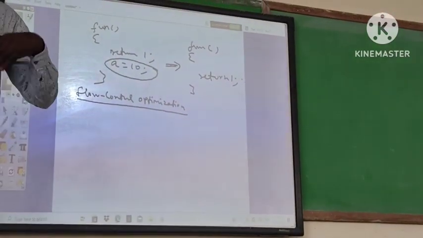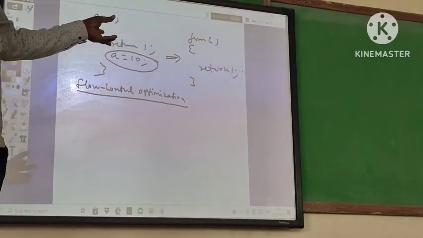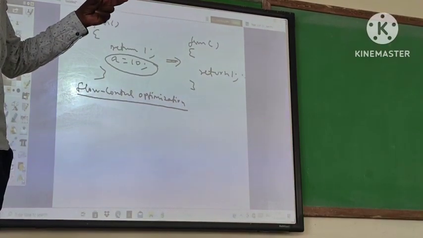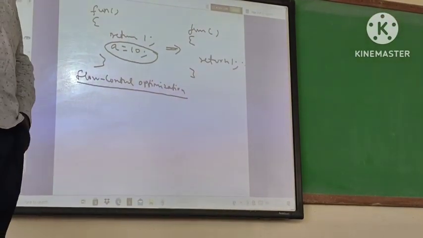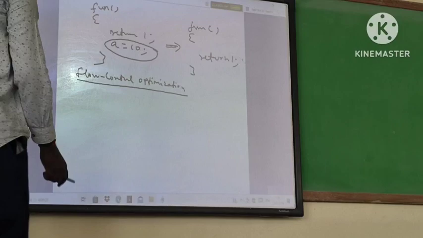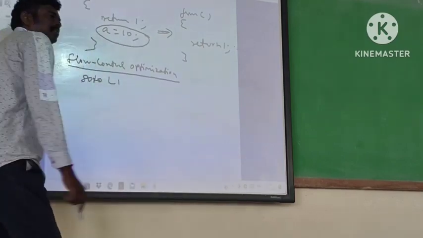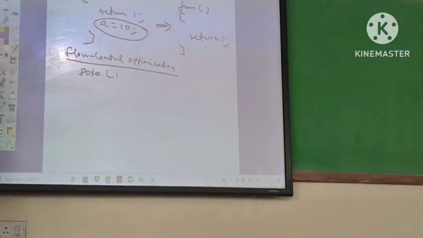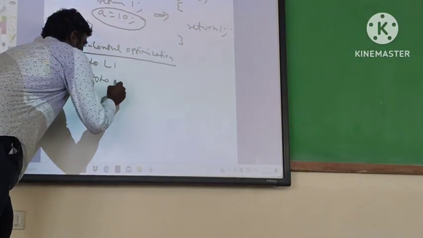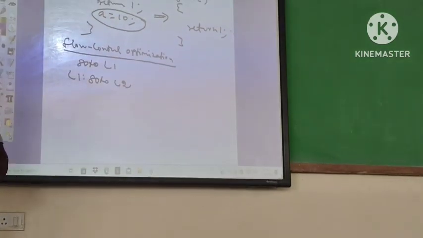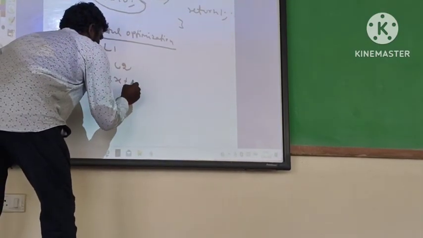Listen carefully. I try to make multiple jumps. Whenever you try to do anything, give priority to 3 address code. If you are not able to perform it in 3 address code, then go for high level code. Now see here, in flow control optimization, I make the first jump: go to L1. After this, L1 is go to L2. Now, L2 is x equal to x plus 10.